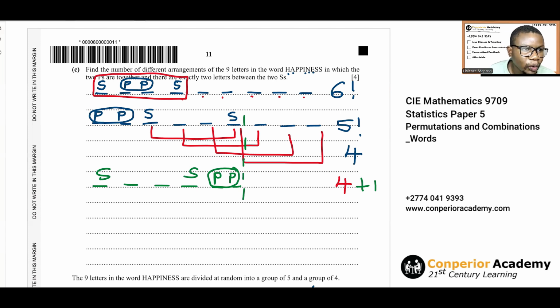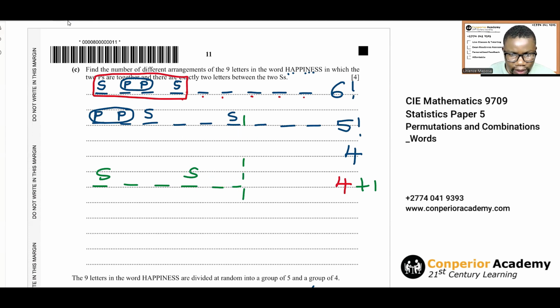Okay, so we just have to add all these arrangements. Let me write everything at once. I will erase here so we can write. So we have 6 factorial ways of arranging these letters when the P's are in the middle. But then we are going to add what happens when the P's are not in the middle.